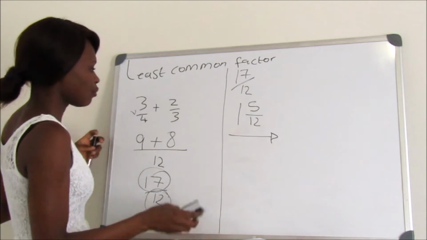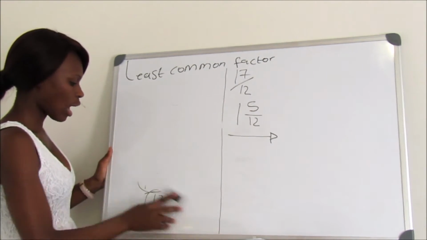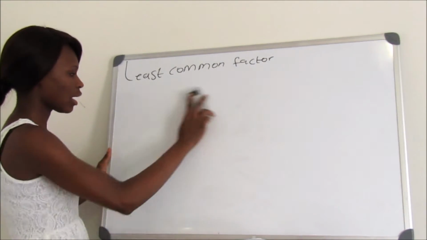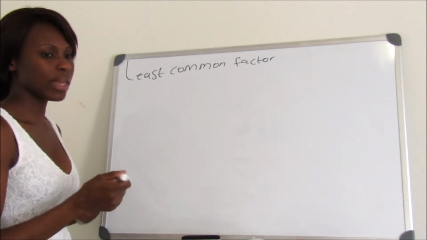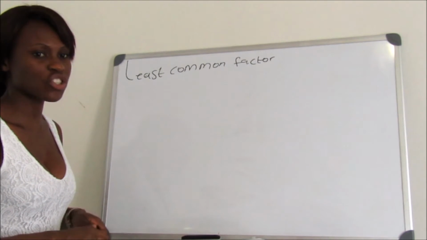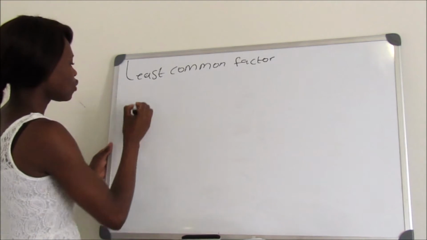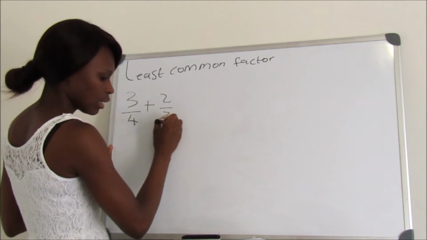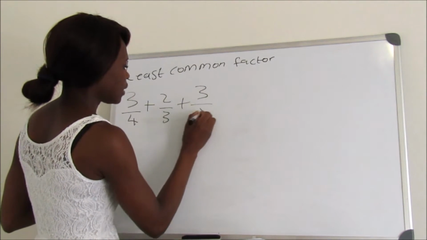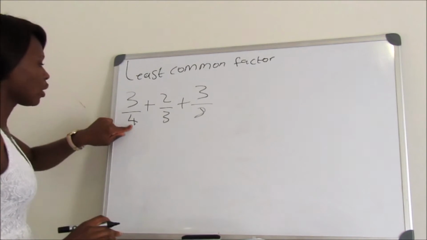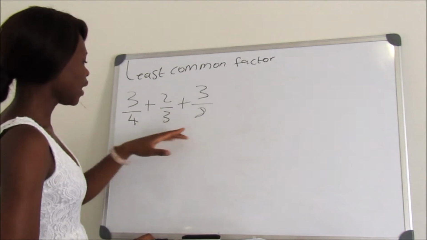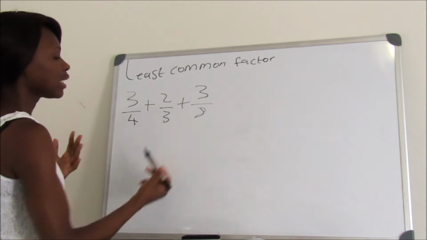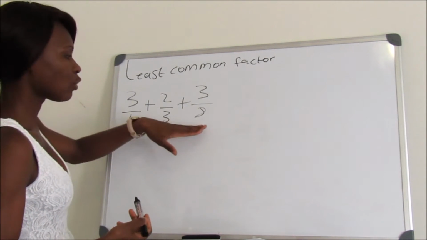Then let's look at how we get the lowest common factor when we are given 3 fractions. Let's look at the very same thing, 3 over 4 plus 2 over 3, and then we add 3 over 8 into it. We know that 4 can go into 8. If it was just these two, our least common factor was going to be 8, because 8 can go into itself and 4 also can go into 8.